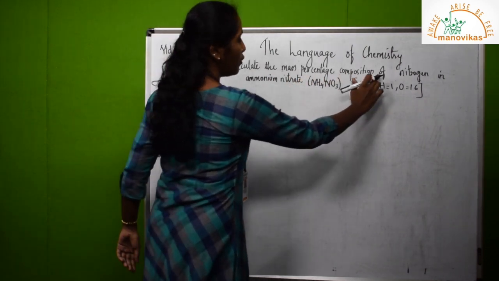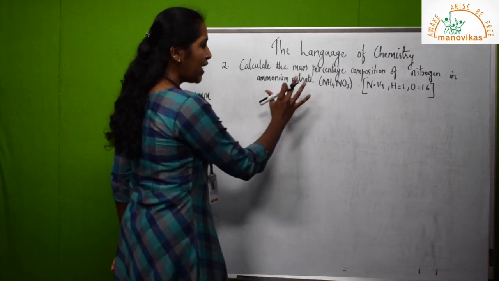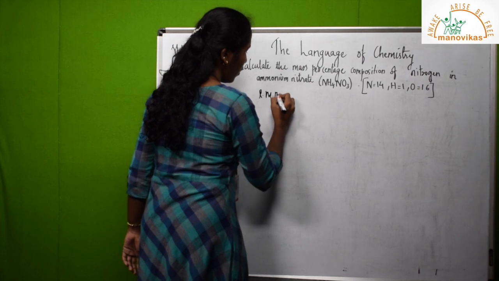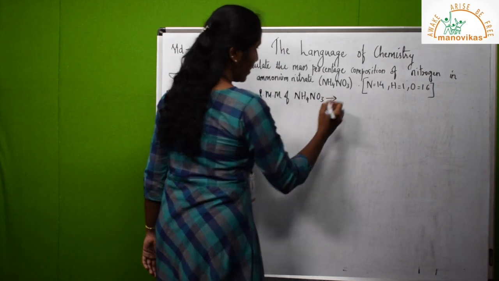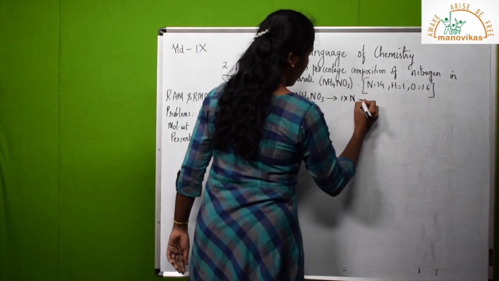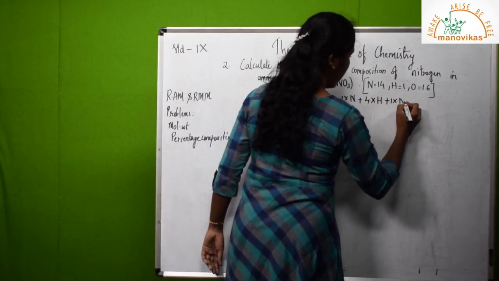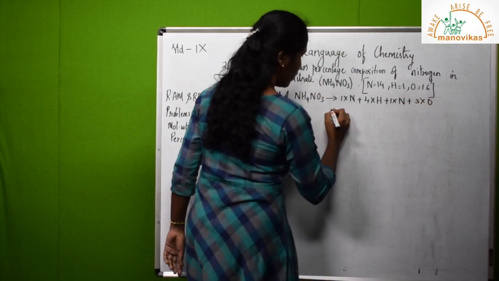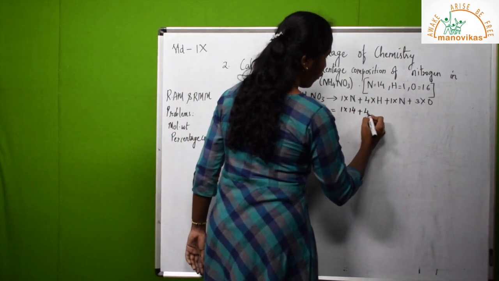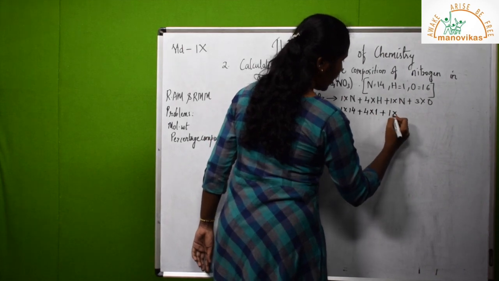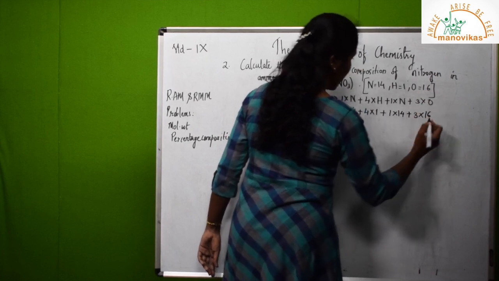Calculate the mass percentage composition of nitrogen in ammonium nitrate. Now here you are given the formula. So first calculate the relative molecular mass of ammonium nitrate, NH4NO3, that is 1 into N plus 4 times H plus 1 into N plus 3 times O. So substitute 1 into atomic mass of nitrogen is 14 plus 4 into 1 plus 1 into again 14 plus 3 into atomic mass of oxygen is 16.